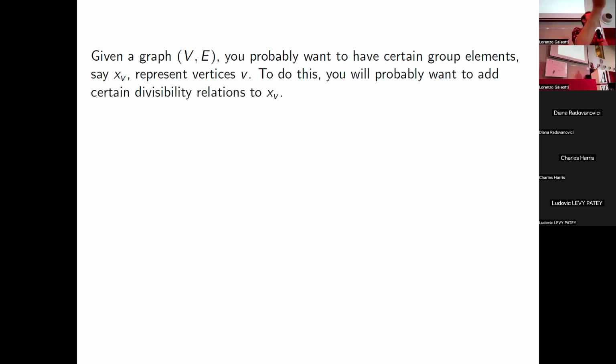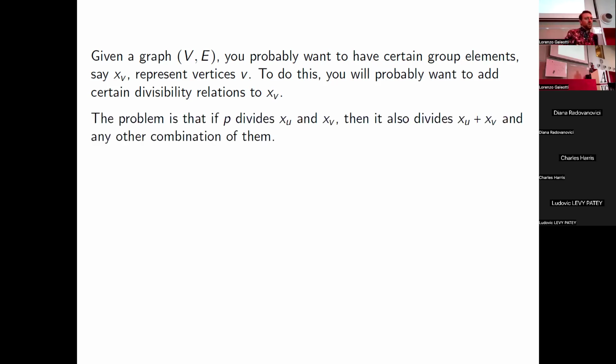That distinguishes these two elements from each other. So you might say, okay, I want to add divisibility relations to this particular element X. But the problem is that if you do this, then you're going to add divisibility relations to U and to XV, and then you've also added divisibility relations to XU plus XV and all the other combinations, all of them, and it's suddenly a whole big mess. And you've added divisibility relations to all sorts of things you didn't want to.